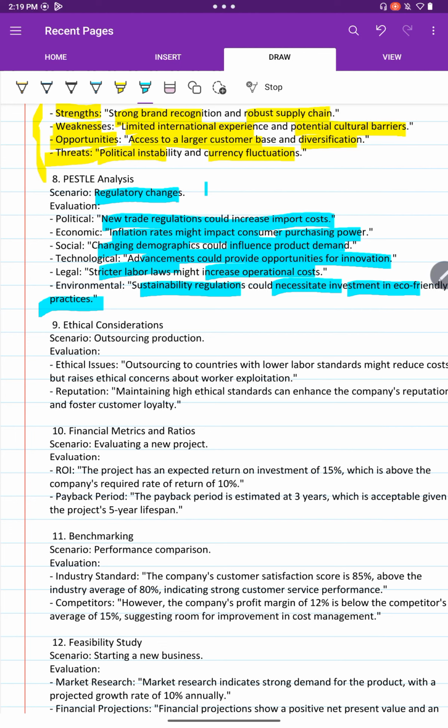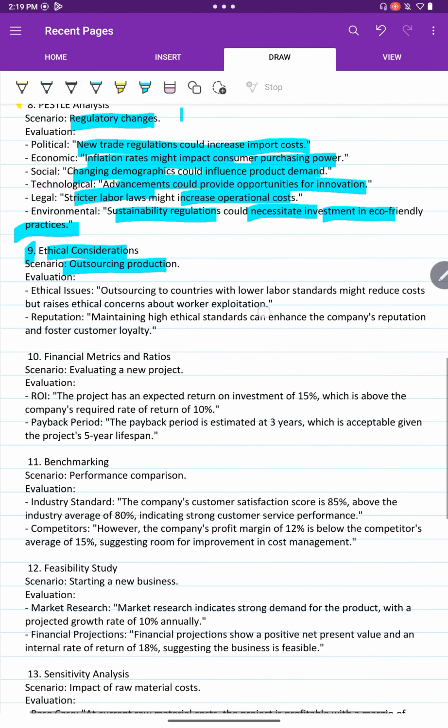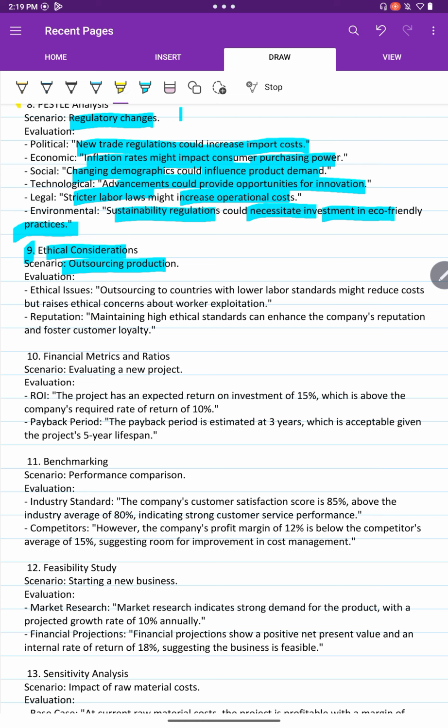Okay, so now let's see the ninth point. We can do the evaluation on ethics. The scenario is that we are going to use outsourcing production. So how can we evaluate? There would be a lot of ethical issues. For example, outsourcing to countries with lower labor standards might reduce costs but raises ethical concerns about worker exploitation.